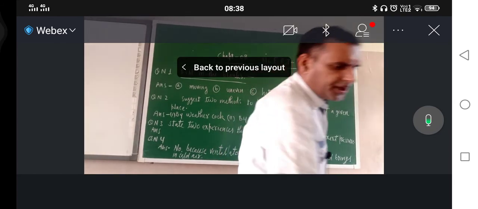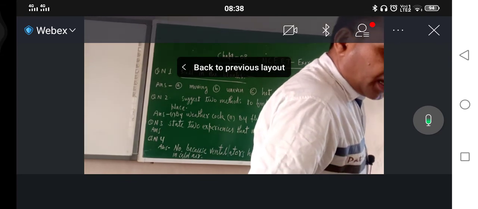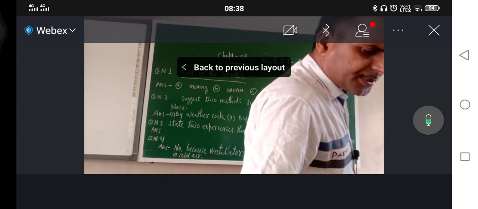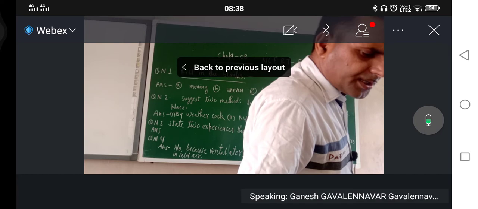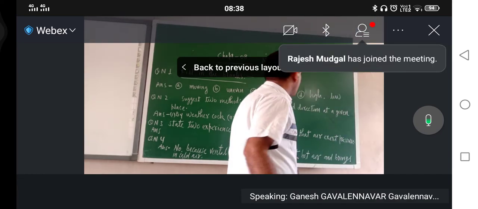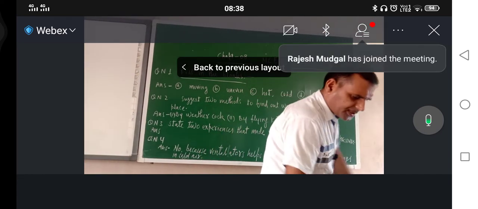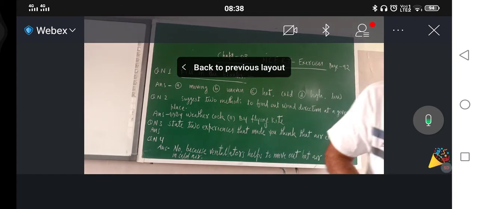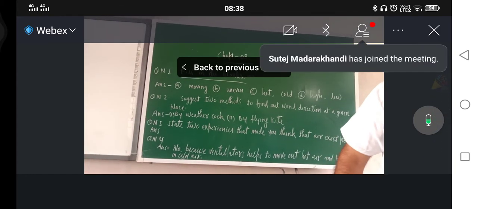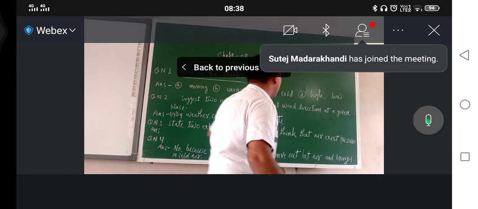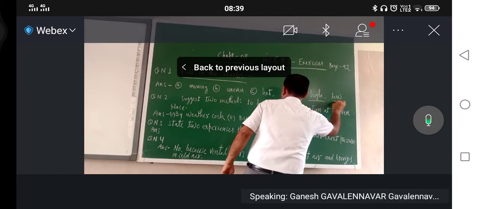Okay. Now D number is: air moves from a region of dash dash pressure to region of dash dash pressure. High pressure to low pressure. Air always moves from high pressure region to low pressure region. So I wrote here high pressure and low pressure.